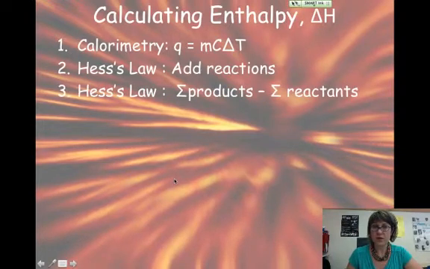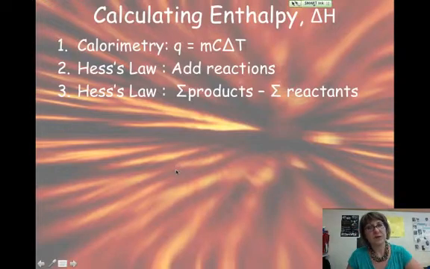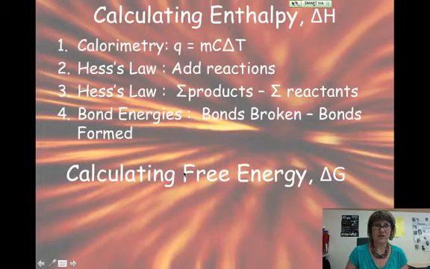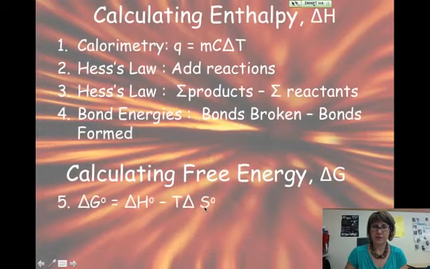We could also solve for delta H by taking the sum of the products minus the sum of the reactants. And finally, we can use bond energies, where we take the sum of the bonds broken minus the sum of the bonds formed. We practiced that in class just the other day. Calculating Gibbs free energy has a few options for you too. Now you have 3 ways to calculate delta G.